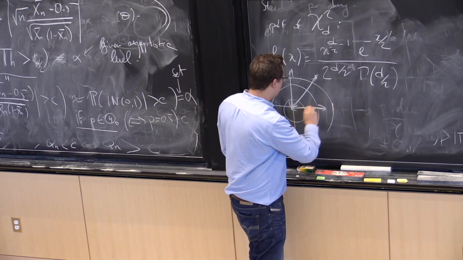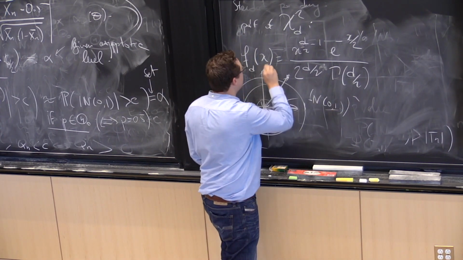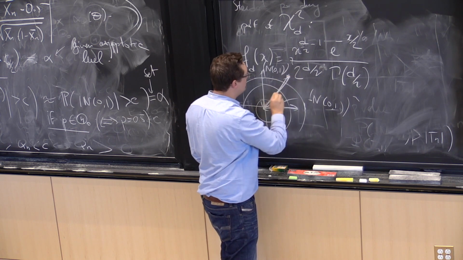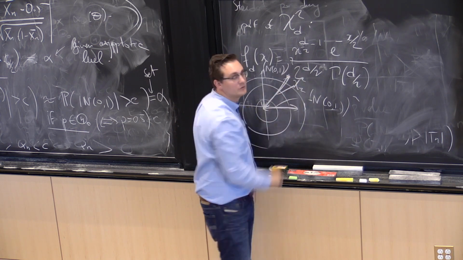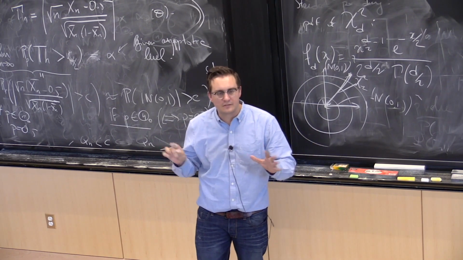OK, so this guy here is N(0,1) squared. This is N(0,1) squared. And so this distance here is chi-squared with 2 degrees of freedom. I mean, the squared distance. I'm talking about squared distances here. OK?